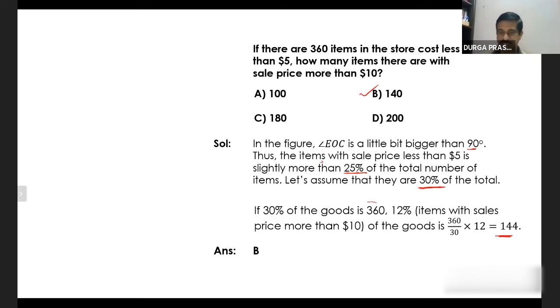The students may get a doubt. When I talk about percentages, there should be 100 in each. So for 30, you'll have 1 by 100, and for 12, you'll have 1 by 100. Those two hundreds get cancelled. Therefore, you're not seeing any of those hundreds there.